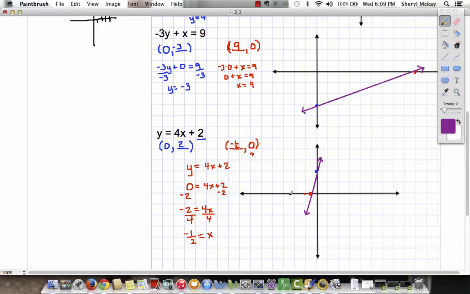So just always know that to find the y-intercept, you're going to look for y equals something. That's the y-axis. So you have to make the other variable, x, be 0.